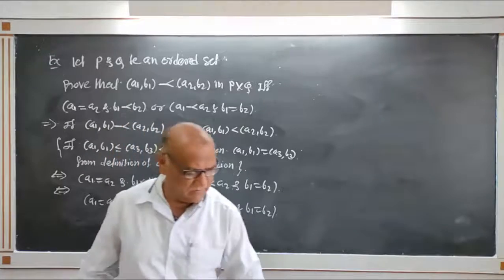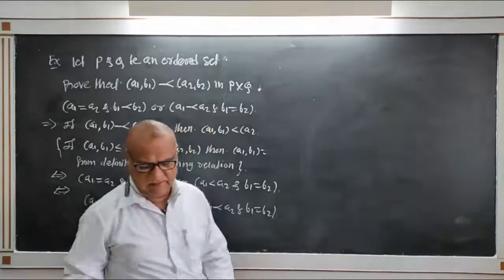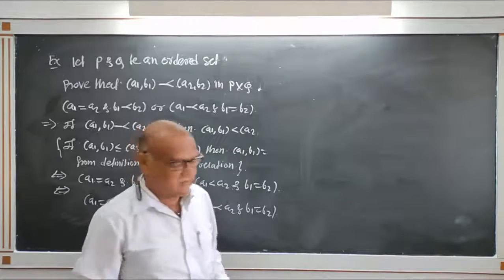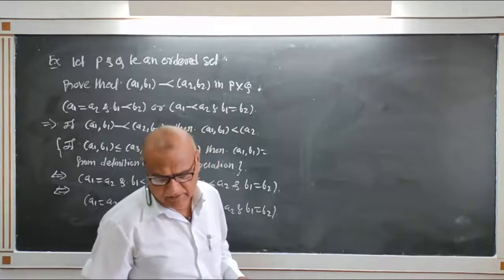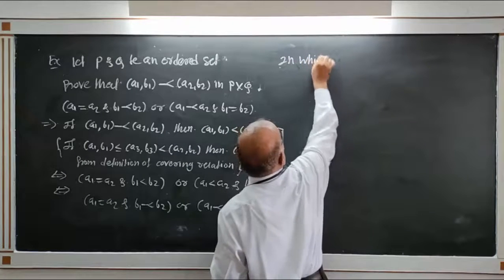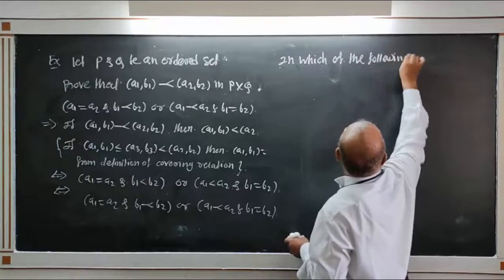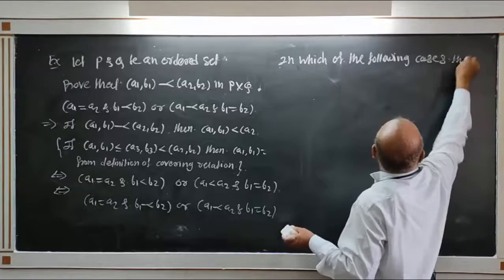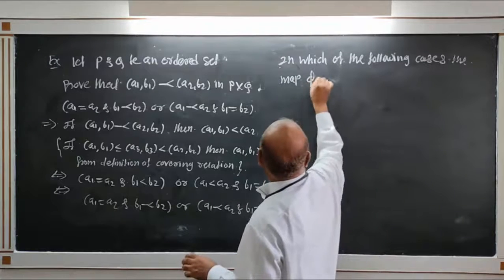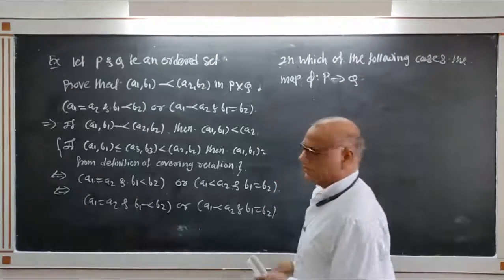Now, next example. In which of the following cases is the map phi from P to Q order preserving?